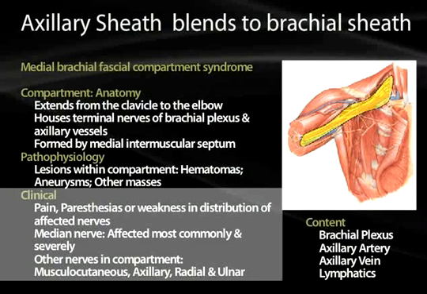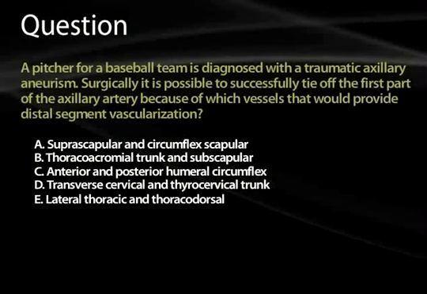Other nerves in the compartment will include the musculocutaneous, the axillary, and the radial and ulnar as they distribute down through the limb. We'll talk more specifically about these and their involvements with the different compartments they're innervating a little bit later. Let's look at a vascular question.